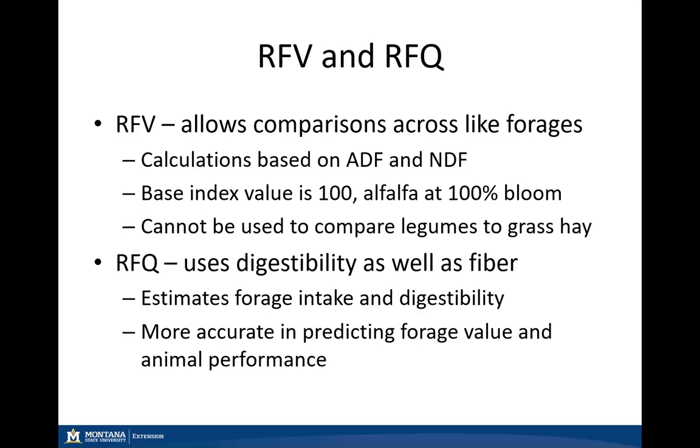The relative feed quality system is a more advanced system than the RFV system because it uses digestibility as well as fiber. RFQ estimates both the forage intake and digestibility and is more accurate in predicting forage value and animal performance.